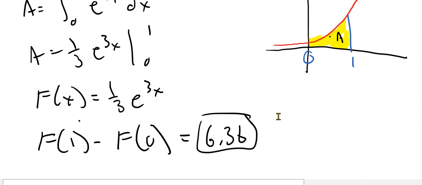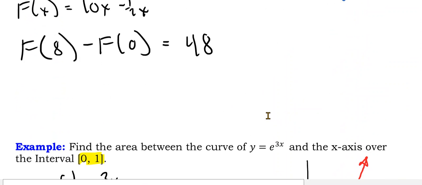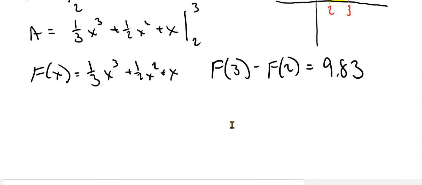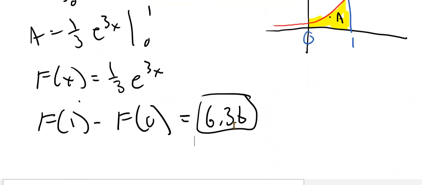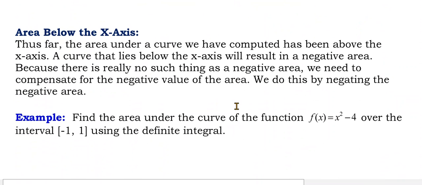So as long as the area is above the x-axis, as you can see in these three examples, it's a pretty simple matter of just setting up an integral. However, sometimes the area will be below the x-axis. And if the area is below the x-axis, we're going to get a negative area because our values are negative. The y values are negative below the x-axis.